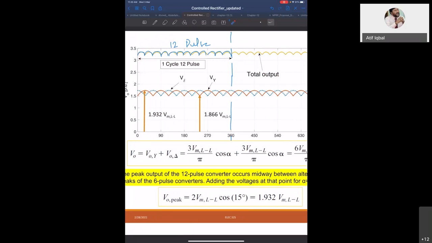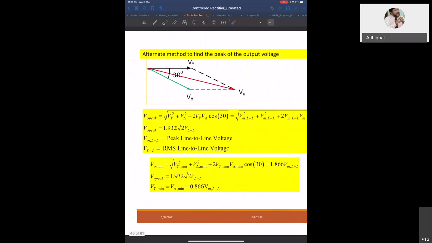This is also shown by the graphical method. In the graphical method, I have shown you that this is star, this is delta, and this is 30 degrees. So when you do, it will be 1.932 into V peak line to line. Or you can write root 2 V L to L. Then in that case, this will be RMS value. Now, this is the peak.